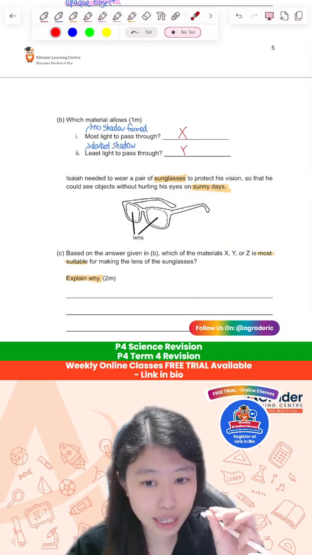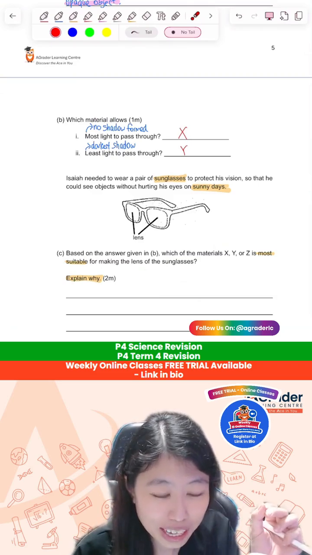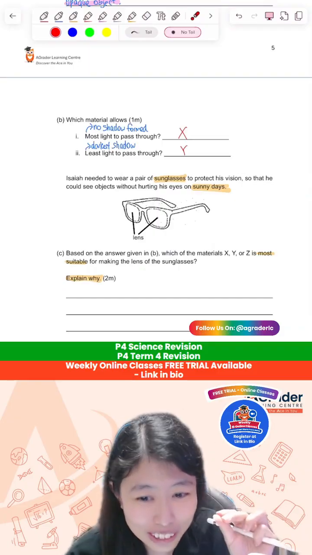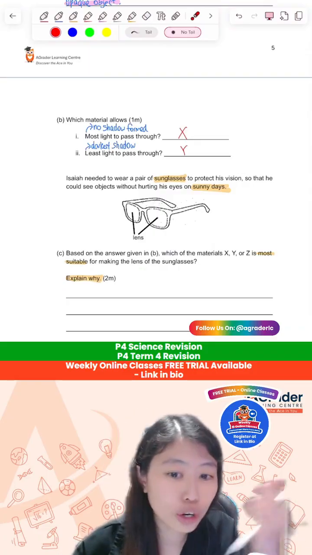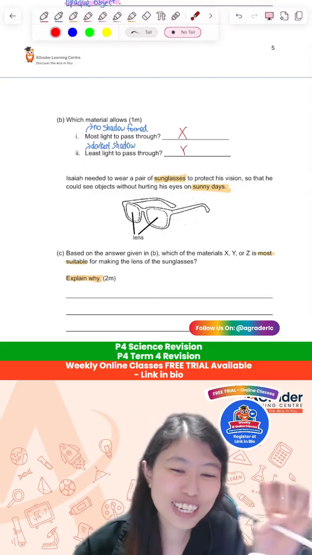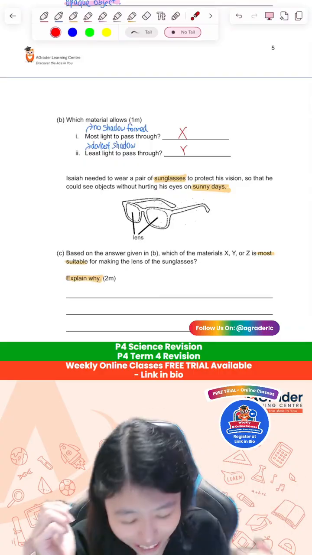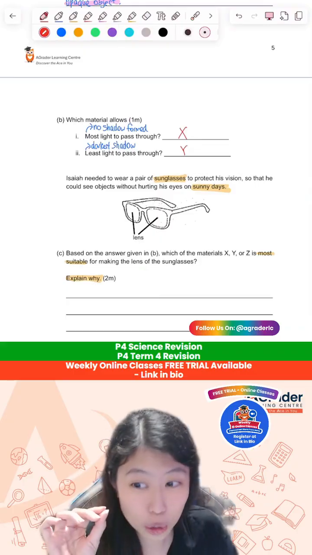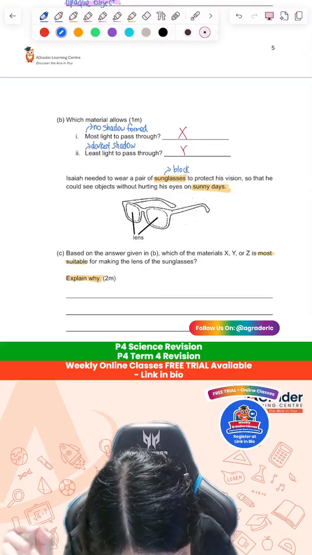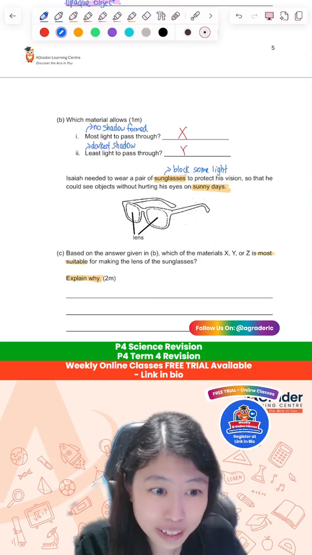So the sunglasses are supposed to only block some light, not block all the light. If you block all the light, you cannot see at all. You don't need sunglasses then; you can just bandage your eyes. Don't waste money spending on sunglasses if you want to not see at all. You can just put plaster on your eyes. So for these sunglasses, you only want to block some light, not all the light. You still need to see. Yes.